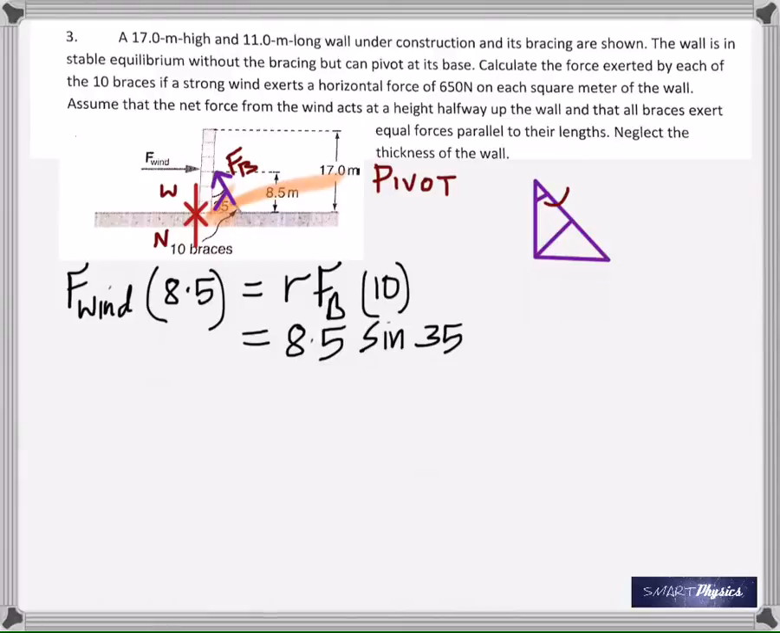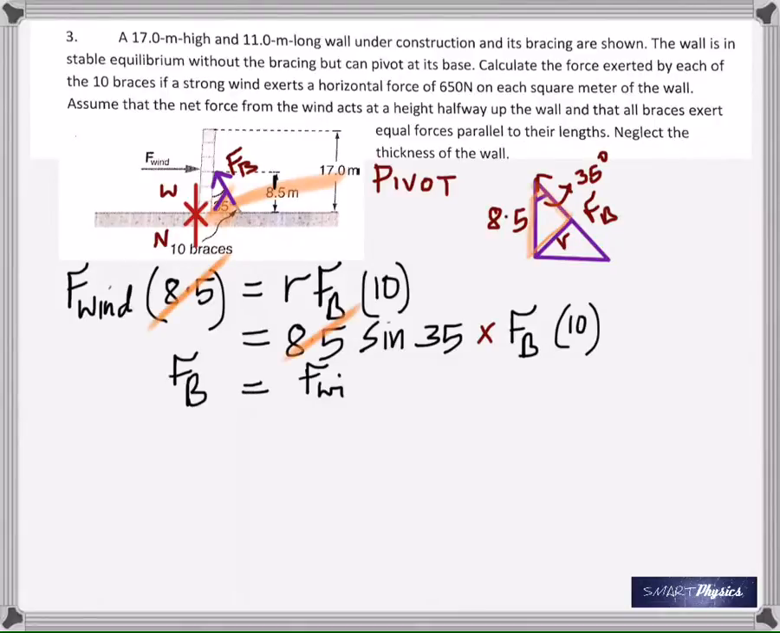Because as you can see, this is 8.5, that's 8.5. You have the angle here as 35 degrees. So this distance, which is R, as you can see in this little triangle here, that's the right angle. This is going to be the opposite side. That's why it's 8.5 sine 35. So when you work that out, you get the answer.